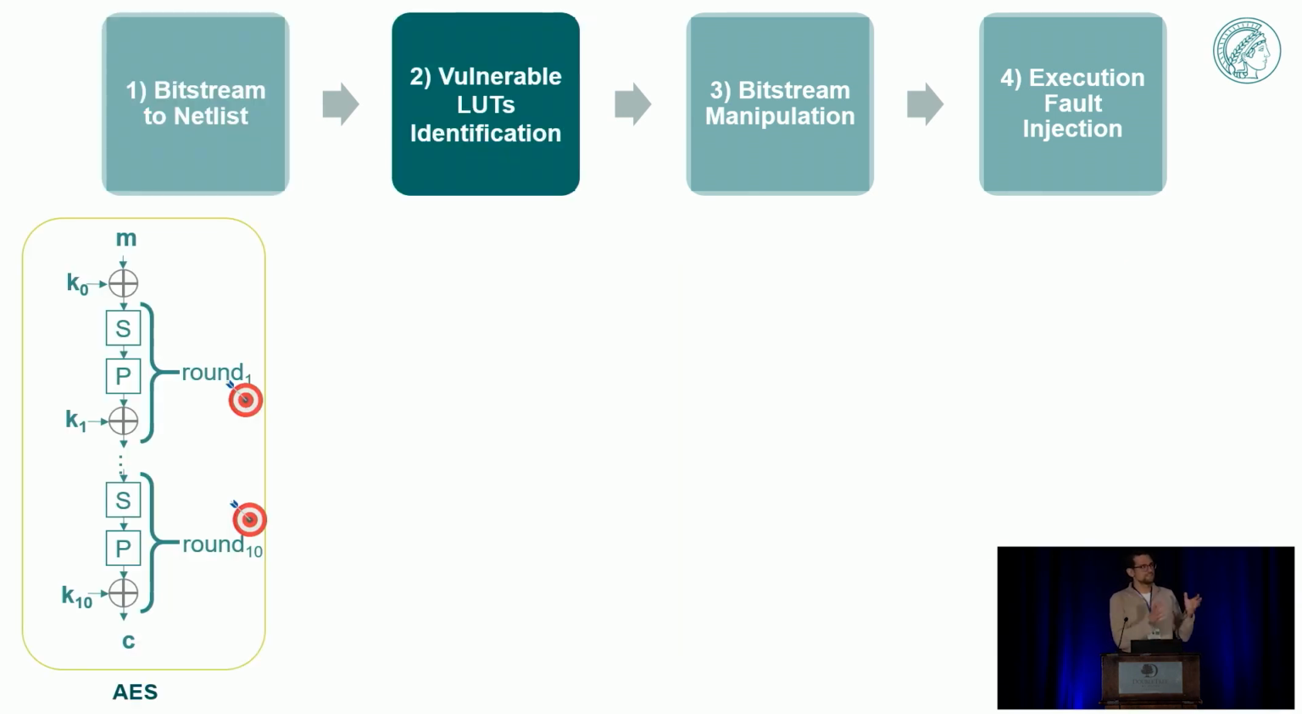In this second step, we want to identify the lookup tables which are vulnerable. And again, we want to try to find this done signal, so we can skip all the rounds, but one round of the AES design.